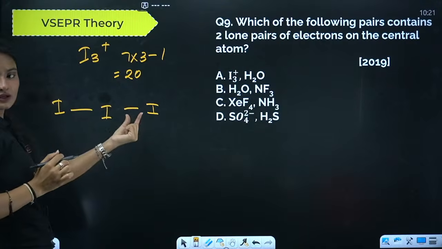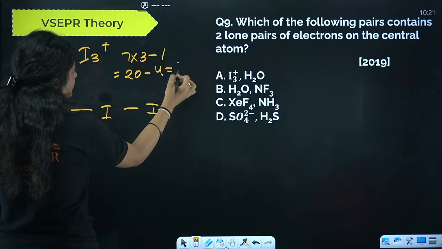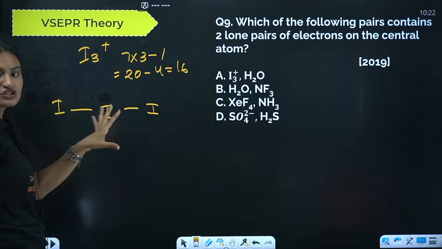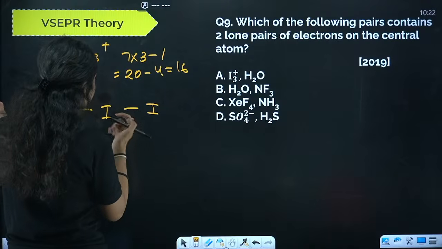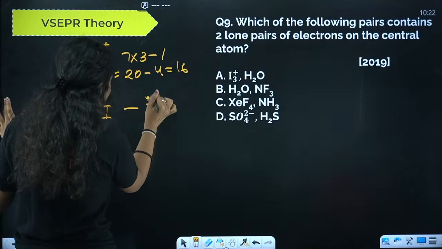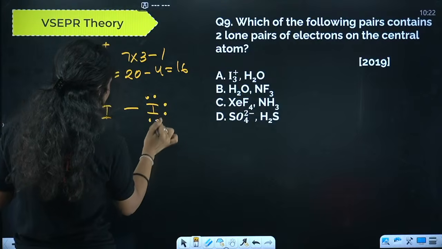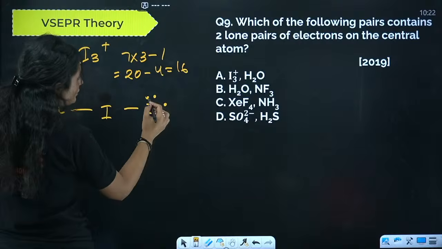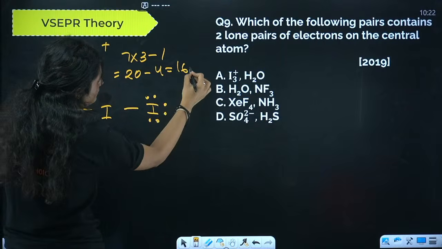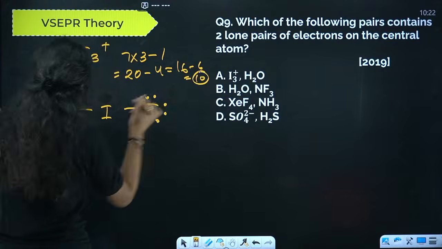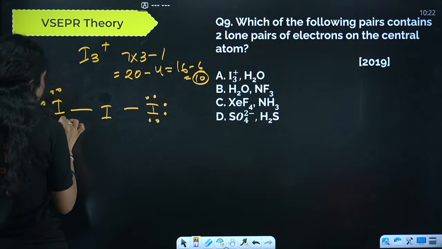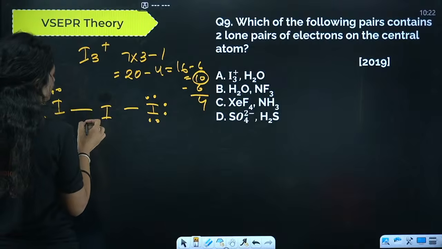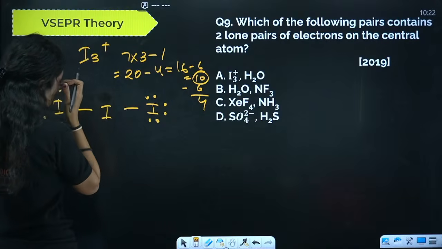Firstly I'll draw the basic shape of I3. Done. 4 electrons are gone, so 16 electrons are there, and you need to complete the octet of each and every atom. Let's start by completing the octet from here. 1, 2, 3, 4, 5, 6, 7, 8, its octet is complete. Now 6 are gone, that means 10 electrons are left. Out of these 10 electrons, again 6 are gone, that means 4 electrons are left. So these 4 electrons will actually form the bond here.